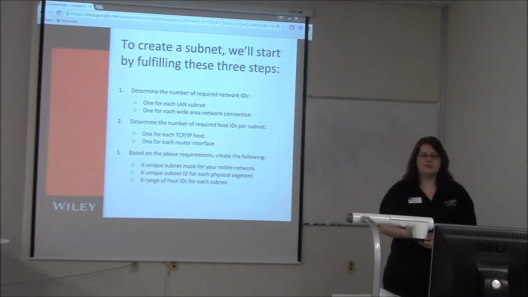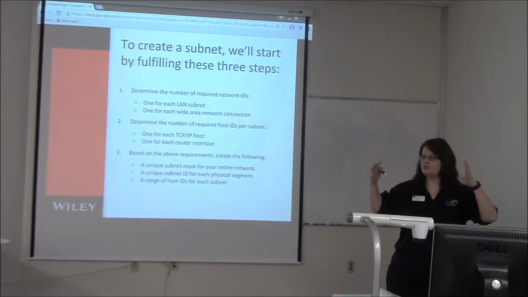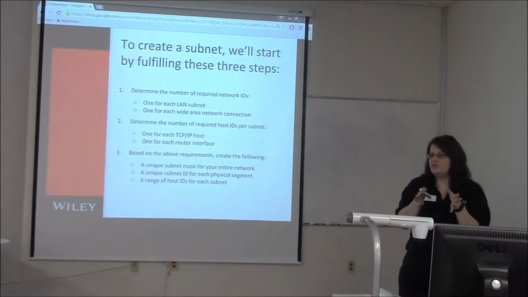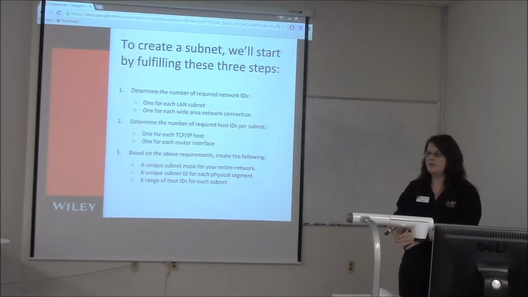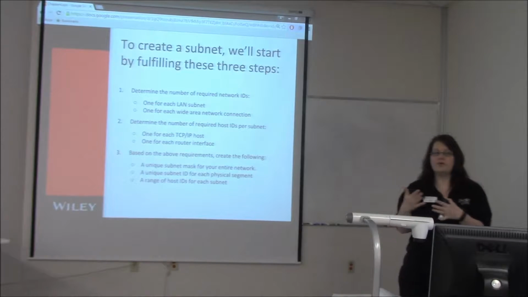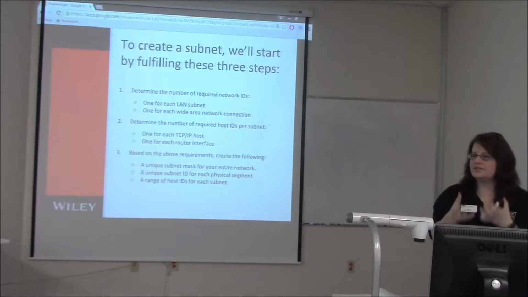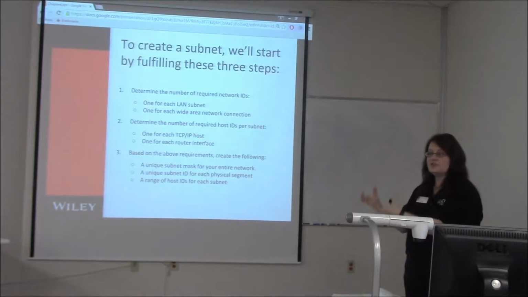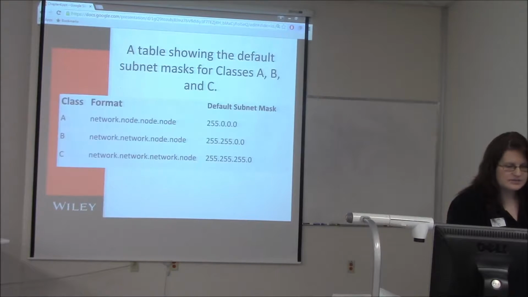So for example, at TSTC, they may have subnet masks that reach the whole campus. There might be specific ones just for the IT department. There might be specific ones just for this classroom. So subnets can be hierarchical as well. They can tell us, hey, all the computers in this room are connected to this subnet. All the computers in the next room over are connected to this subnet. So that's what we need to make a subnet.